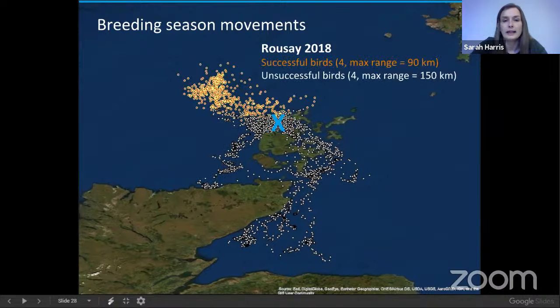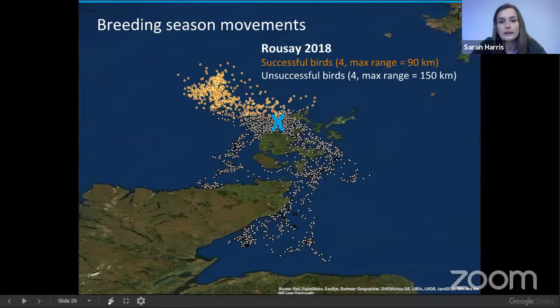And we can overlay the successful birds compared to the unsuccessful birds, and this was really fascinating. So we're seeing here that the successful birds tend to be going to the north and the west, and the unsuccessful birds to the south. You can also see that the maximum range of foraging for the successful birds reduced compared to the unsuccessful.